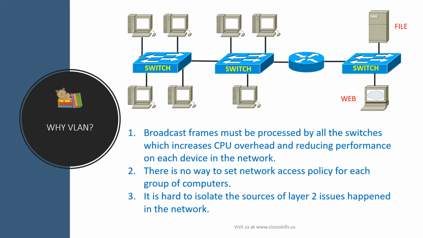Now, in my opinion, there are three main reasons why we need VLAN. Here is the first reason. As you know, most of the time the clients need to access the resources from the server. In order to do that, they have to generate broadcast frames to find the MAC address of the default gateway. Broadcast frames must be processed by all the switches, which increases CPU overhead and reduces performance on each device in the network.